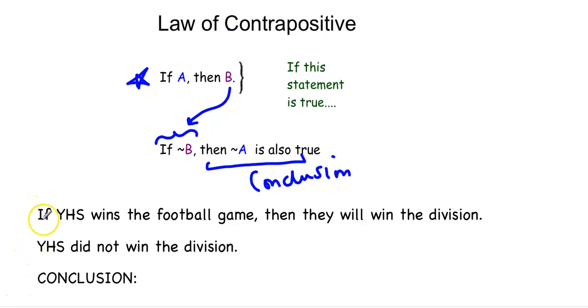Here's an example of this. If YHS wins the football game, then they will win the division. This is our A-B statement. Then we are told YHS did not win the division. So we're allowed to conclude that YHS did not win the football game.